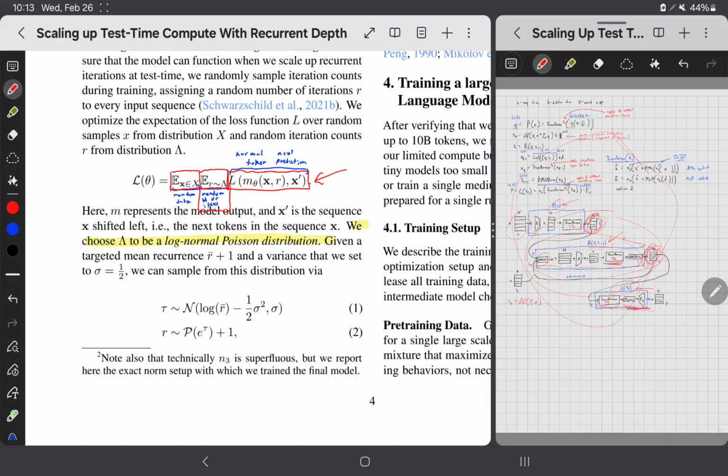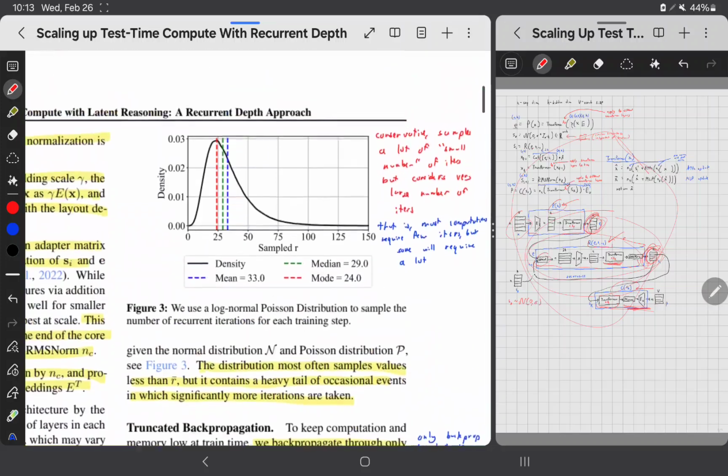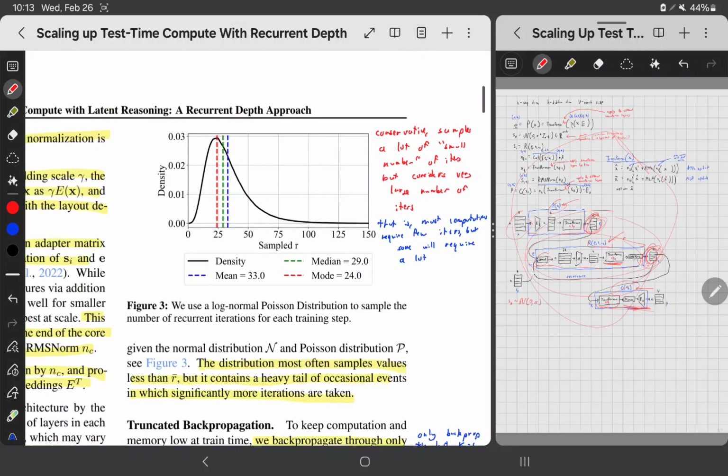So I mentioned we're going to be doing this recurrence, but I never mentioned how many times we're going to be doing it. We are going to be doing it a random number of times, and that does seem weird, but it does work out. It feels like there's a better way to do this, but this is what they do, and it does work. So, yeah, they basically say they choose a log normal Poisson distribution. It seems like the choice is arbitrary.